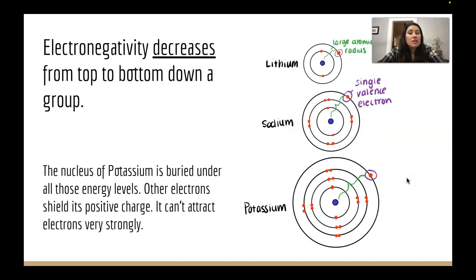Electronegativity decreases as you go down a group, and this also has to do with how the size changes. As we get bigger and bigger, the nucleus of, say, potassium is buried under all those other energy levels, and that valence electron is way out there, if we're talking about attraction. And other electrons are shielding the positive charge. So the positively charged nucleus just can't attract electrons very strongly.